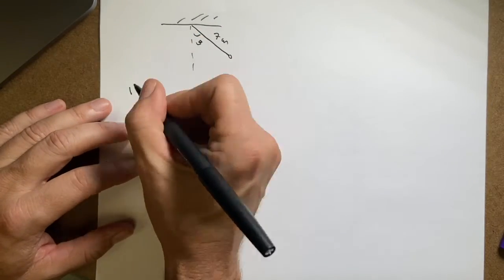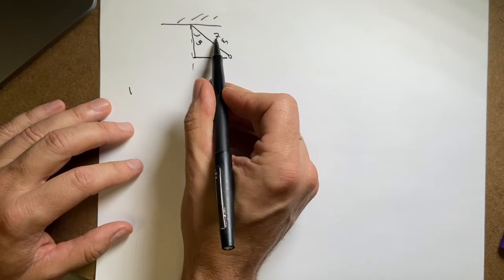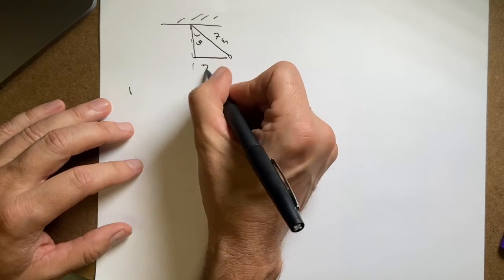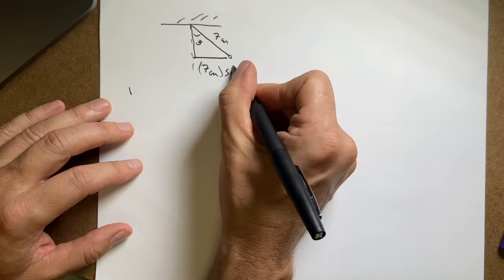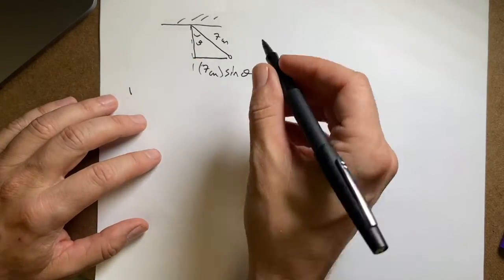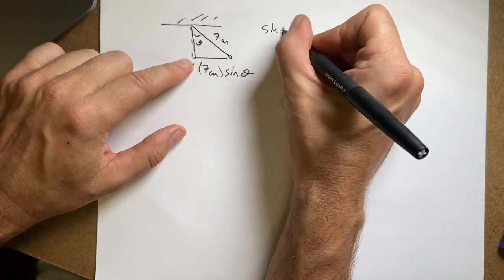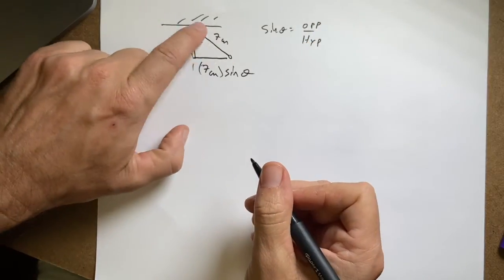So I'm going to write this. What's the x component of this? And what's the y component of this? If this is 7 centimeters, this would be 7 centimeters times the sine of theta, right? Because that gives me the opposite side. Remember, sine theta is the opposite over the hypotenuse. So the hypotenuse is 7.